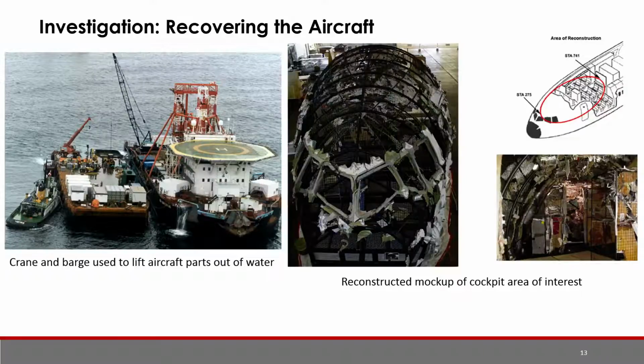So, investigation: recovering the aircraft. Here's a picture of the heavy lift operations. You see a giant crane on a barge. It's used to uplift heavy pieces of aircraft from the water and take them back into shore. And they concentrated on this area of the cockpit from the nose to station 741.